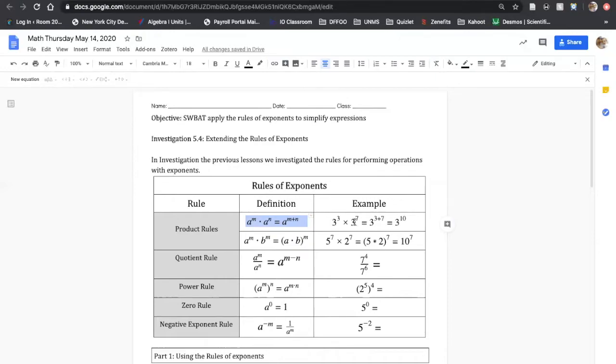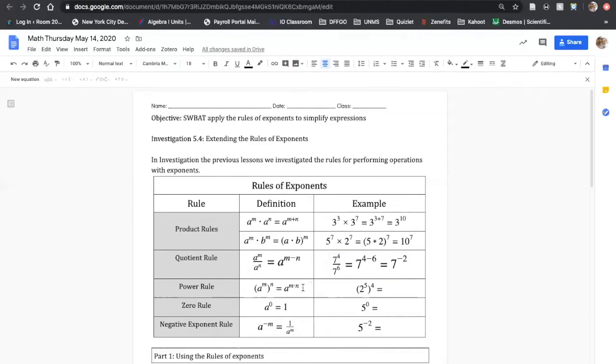Quotient rule is similar to the first product rule, except we need to subtract our exponents. So the base is 7, it's always the top number minus the exponent in the bottom. So in this case, 4 minus 6, which actually ends up giving us a negative exponent. So 7 to the negative 2, which you can have. And you're going to see later, there's a negative exponent rule.